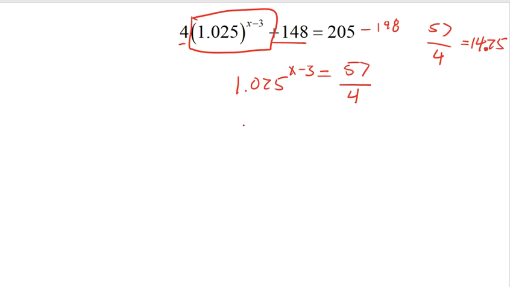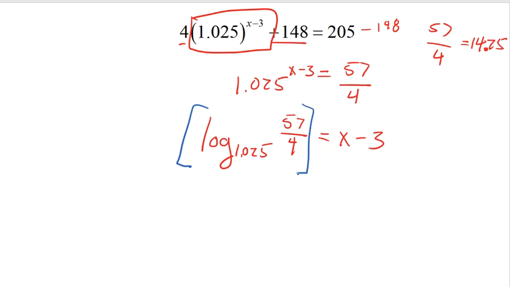So I still got to just simply say, hey, logs are exponents. So get ready for this, but it is what it is. Log base 1.025, yeah, that's a base, baby, of 57 over 4 equals x minus 3. Okay, now, talk about beautiful numbers. This is not one of them. This right here is a number, log base 1.025 of 57 fourths. It's a very ugly number.